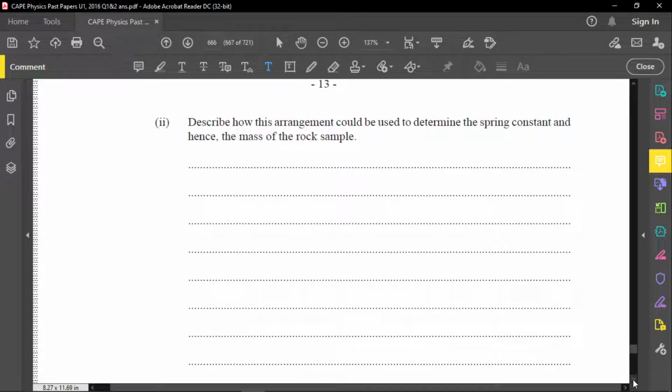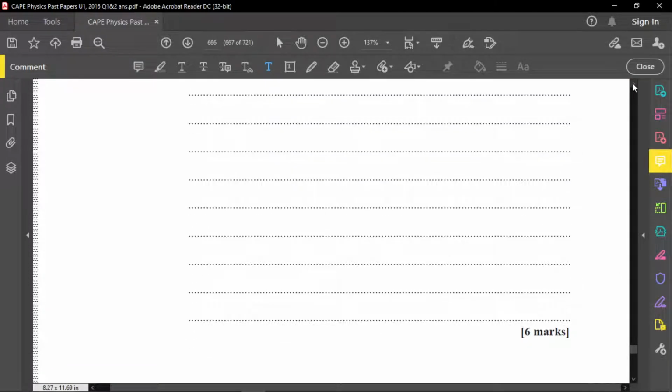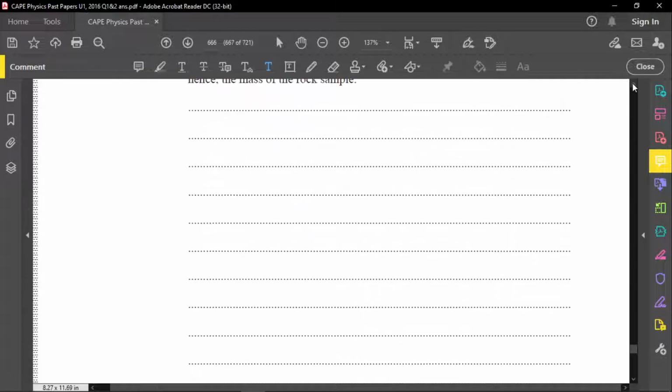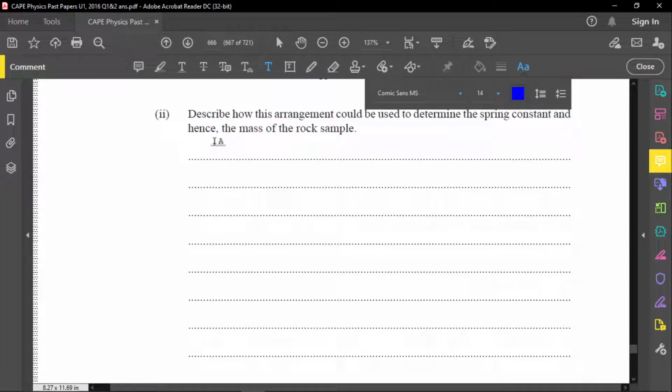The next part of the question now states that describe how this arrangement could be used to determine the spring constant and hence the mass of the rock sample. All right, so there are a number of things we need to do. As a matter of fact, let me just quickly outline the number of marks given here. And this is a 6-mark question. So the first thing you want to do here, even though it's stated, so you may not get a mark for this statement here, but it's very important for you to note it. So let's say it's not given because it was stated in the question, which is part 1. And so the first thing I want to do, I'm going to do this by step.